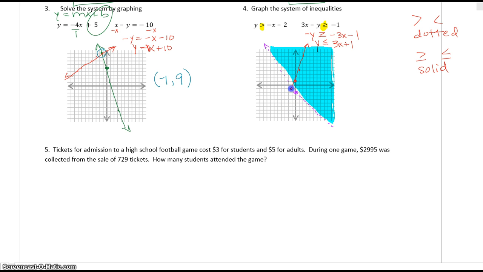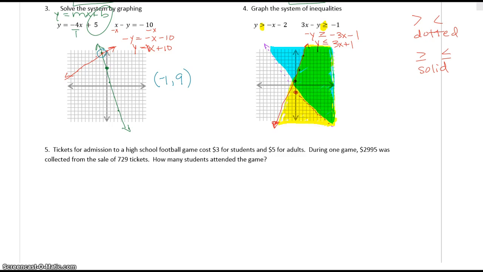That means that the points that are actually on the line could be part of the solution. And we need to shade this. Where are the y's less than? So we have this part of the y-axis, we have this part of the y-axis. Where are they less than? Down. So we will shade down.